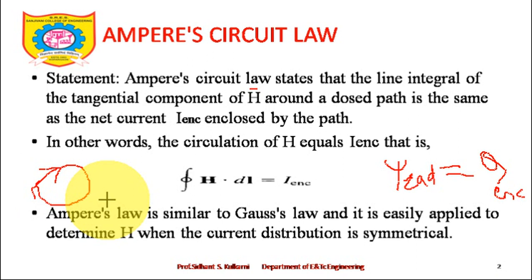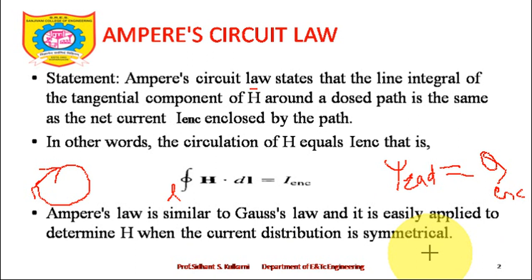So what is the statement of Ampere's law? Just read it once again. Ampere circuit law states that line integral means it's a closed line. A closed line forms a surface. The line integral of the tangential component of H bar, that is magnetic field intensity, around a closed path, because the line integral is taken along a closed path, is the same as the current I enclosed by that path. So the closed line integral of H bar dot dl bar is equal to I enclosed. Ampere circuit law is similar to Gauss law, and it is easily applied to determine H bar when the current distribution is symmetrical. I was trying to find the analogy between Gauss law and Ampere circuit law.